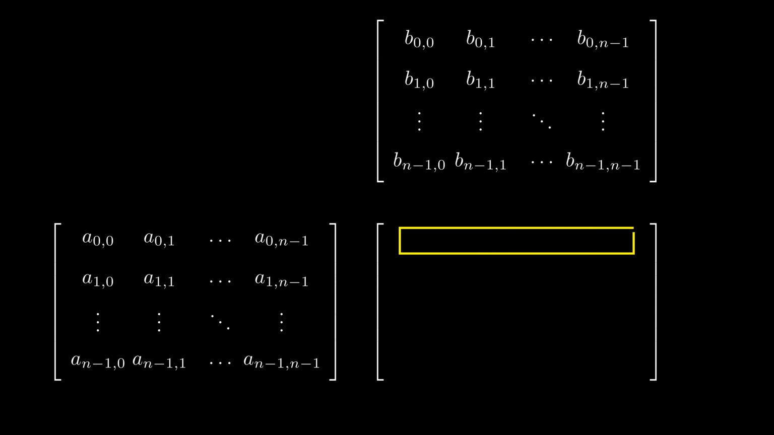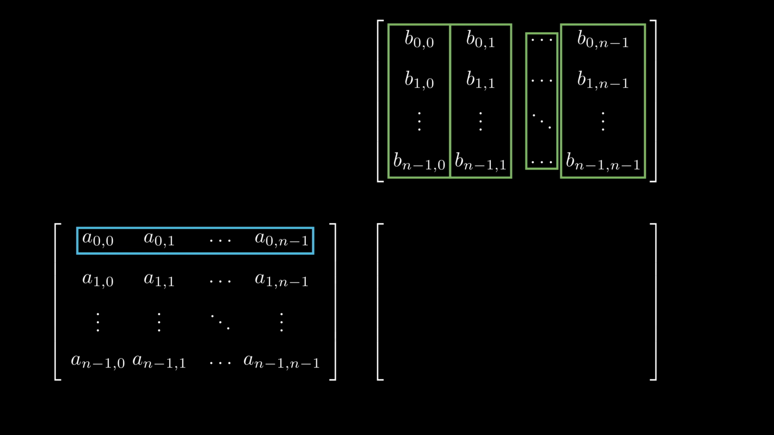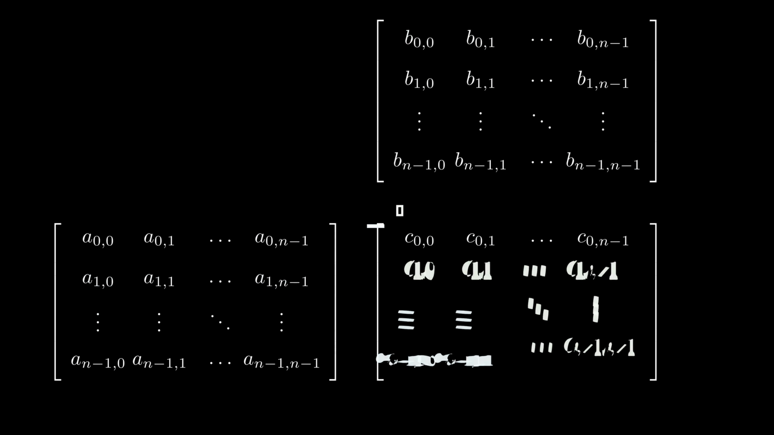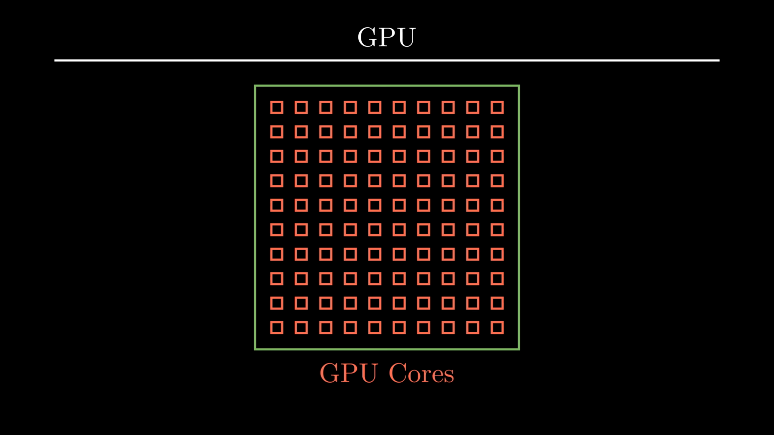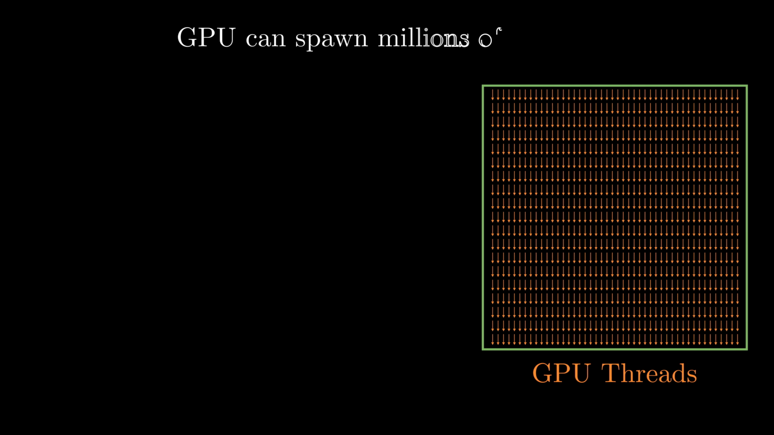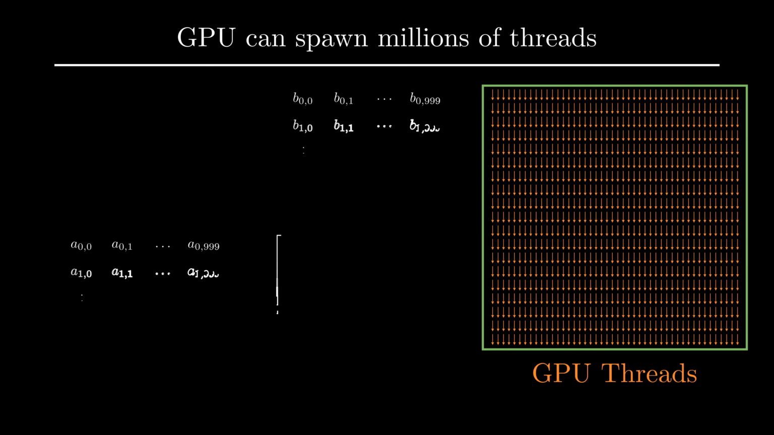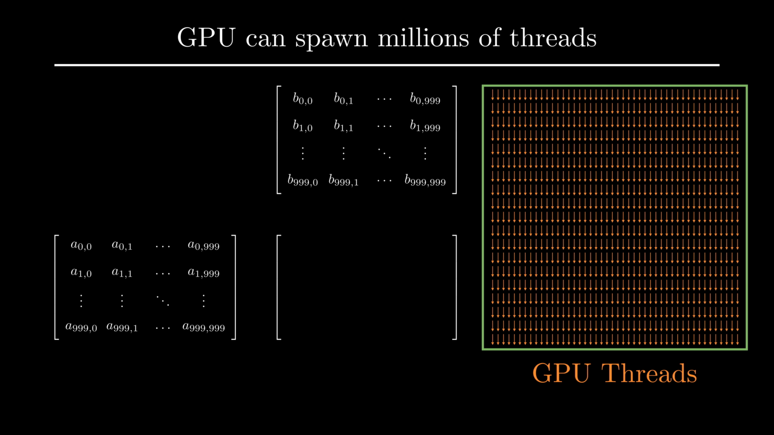Just look at the first row of C. Each of those elements can be computed independently. The same thing applies to all the other elements of C. GPUs are especially adapted to these type of computations where n can be quite large because the hardware contains thousands of cores for parallel execution. These cores can spawn many threads and each can execute an operation independently. So if we have 2000 by 1000 matrices, a GPU can easily spawn 1 million threads, and each thread is responsible for computing a single element of the output matrix.